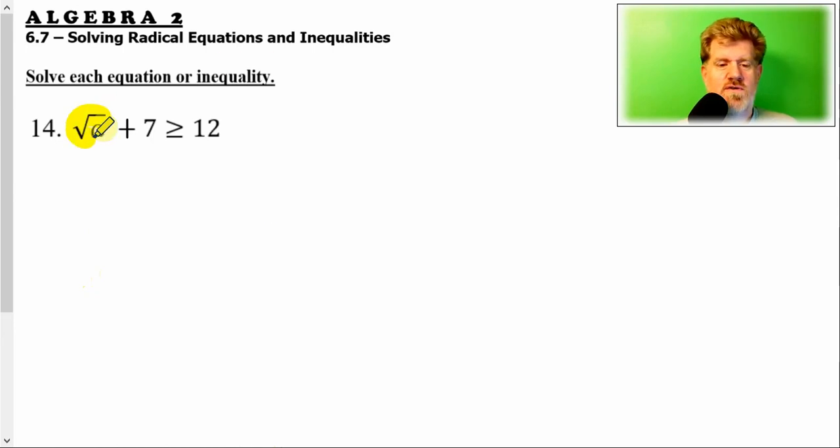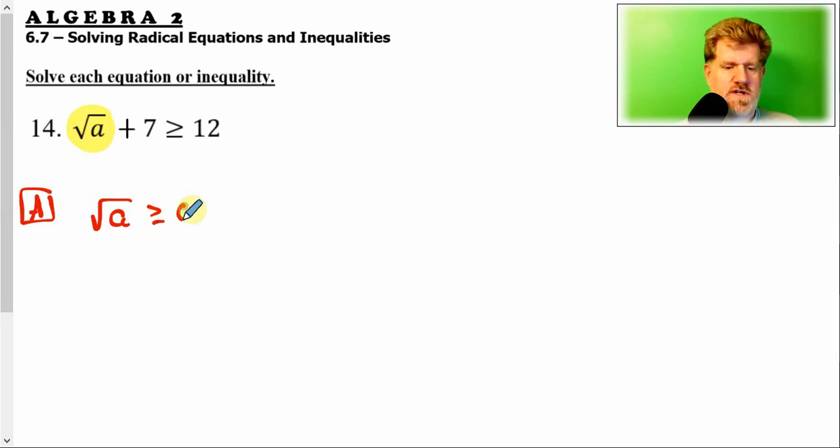A square root always has to be positive. The a value has to be positive, or else this is an unreal solution, and we're only dealing right now with real numbers. So we're going to look at two cases. We'll call it case A, where the square root of a must be greater than or equal to 0. It must be. Now we'll solve that.